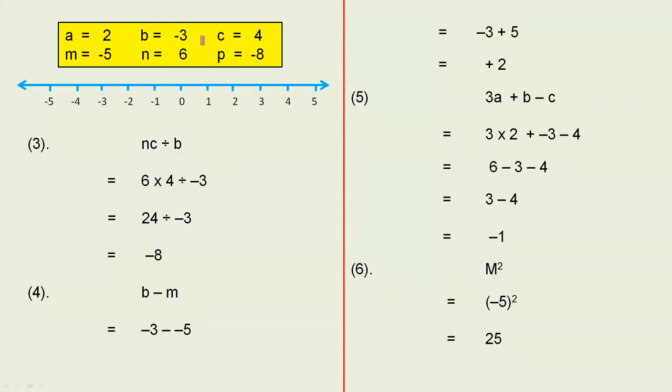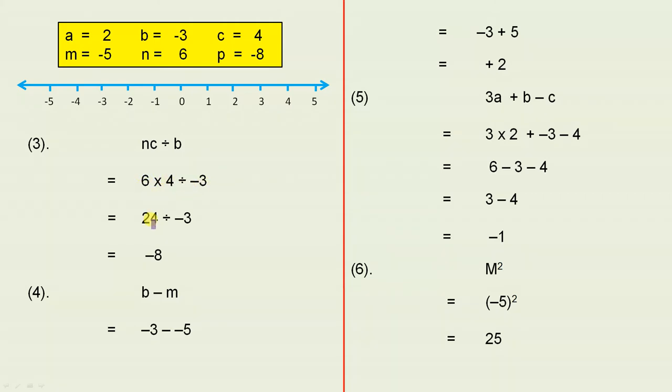I've just put the values here just for ease of reference and also the number line. So they're the same values that we had on the previous slide. NC divided by B. So we have N, C and B. And the values are 6 times 4, because NC means multiplication, and we're dividing by minus 3 because b is minus 3. So we have multiplication and division, so we just work from left to right.